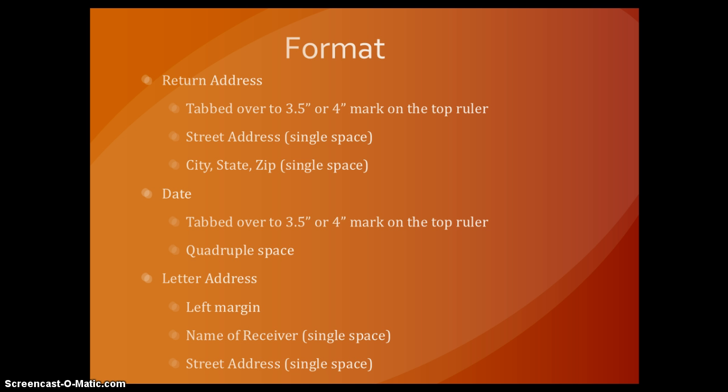And after the date is the letter address, and this will be back over against the left margin. So you have the name of receiver, return, street address, return, and then I think my screen capture here is cutting the bottom off, but you still obviously have to have a city, state, and zip code, and 2 returns. So make sure you get that at the bottom: city, state, zip code, 2 returns.